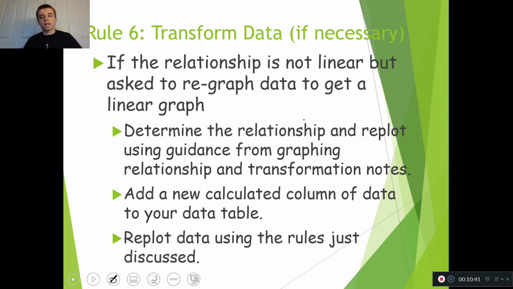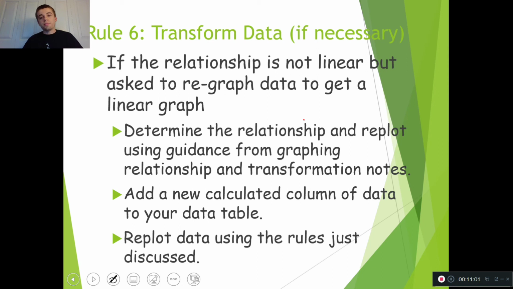Sometimes you can tell this by looking at the graph, or other times maybe you know what the equation of the graph is, and you can look at that equation and determine what the relationship is. And then based off of the relationship, you use your transformation notes and you transform your graph so that you can make a nice linear line.